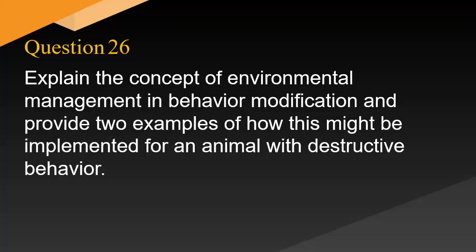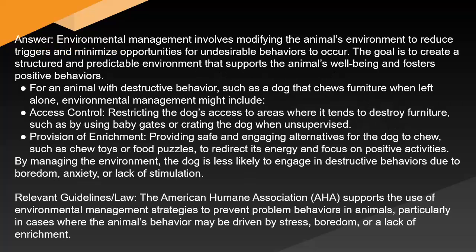Explain the concept of environmental management in behavior modification and provide 2 examples of how this might be implemented for an animal with destructive behavior. Answer: environmental management involves modifying the animal's environment to reduce triggers and minimize opportunities for undesirable behaviors to occur. The goal is to create a structured and predictable environment that supports the animal's well-being and fosters positive behaviors.